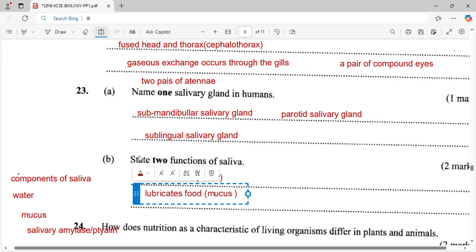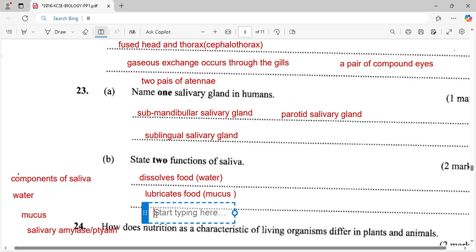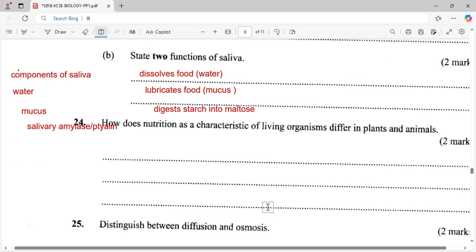And then the third function of saliva is that it digests starch. And that is the function of salivary amylase, which is now the enzyme. It digests starch into maltose. Digest starch into maltose. Hope that is well noted.